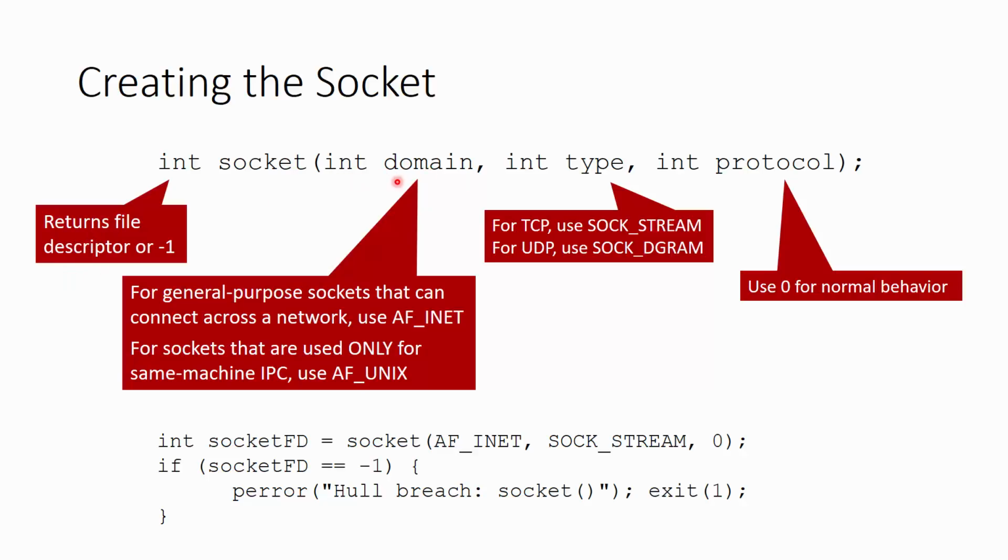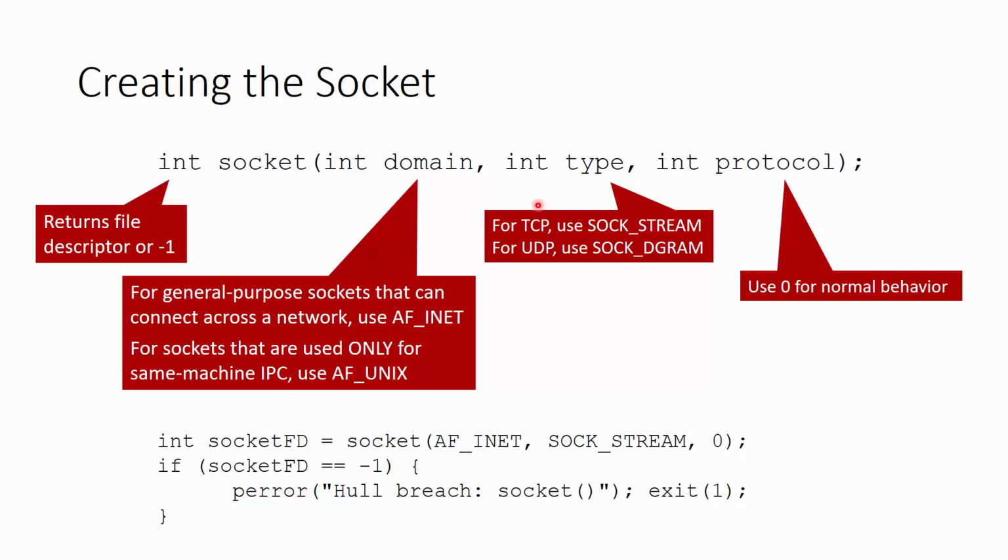The domain parameter here can either use AF_INET or AF_UNIX. I haven't had much luck with AF_UNIX. That builds a small, lightweight socket. It doesn't have near the capabilities of the full AF_INET one. So I just use AF_INET to get a full-size socket, and it'll work.